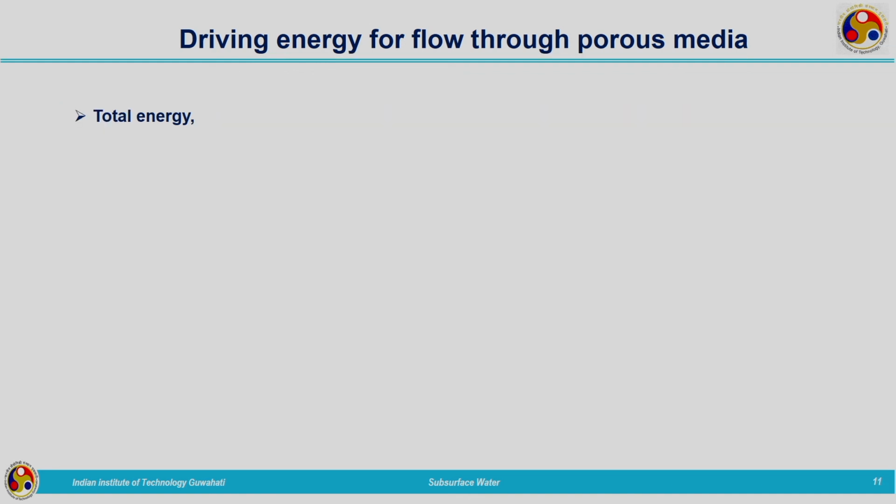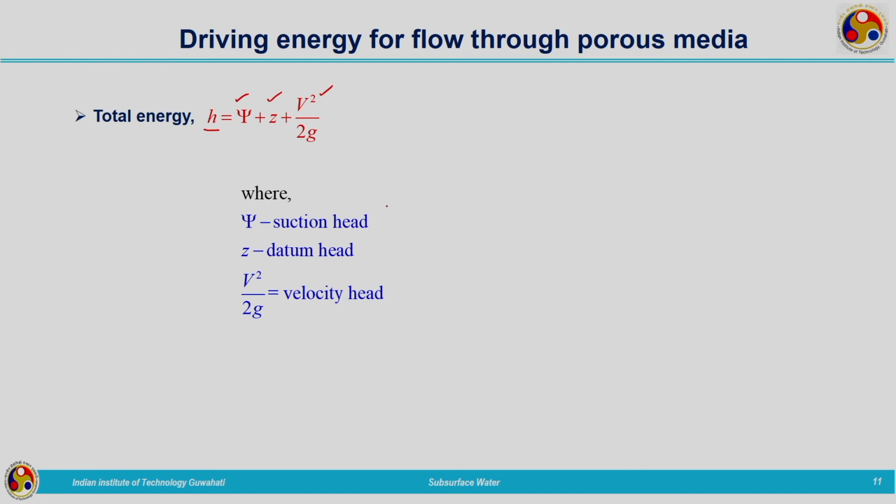head. Now, if we write the expression for total energy, we can write total energy H is equal to suction head psi plus datum head Z plus velocity head V square by 2g. So, here when you look at the problem, the flow is taking place through the voids which are present in the soil. In the unsaturated region, voids are filled with air and also water. These are the different heads I have already explained: psi the suction head, Z the datum head, and V square by 2g the velocity head.